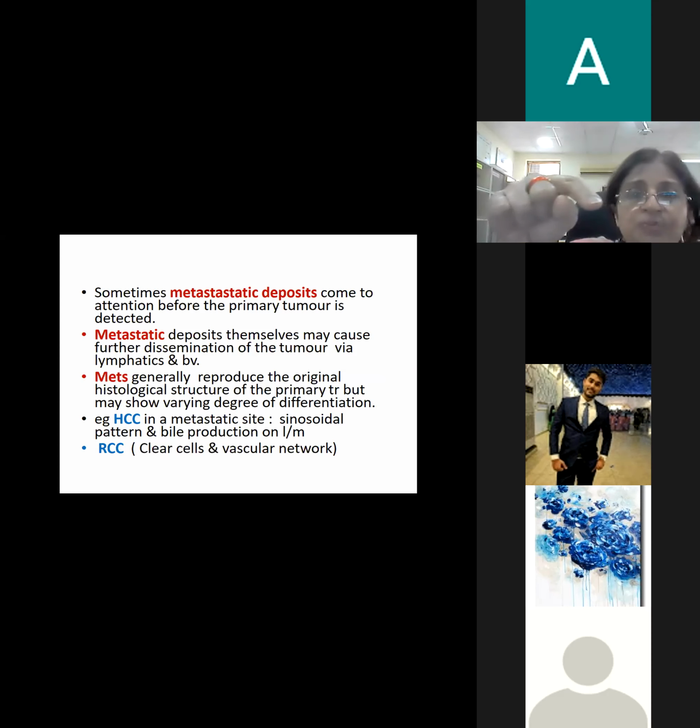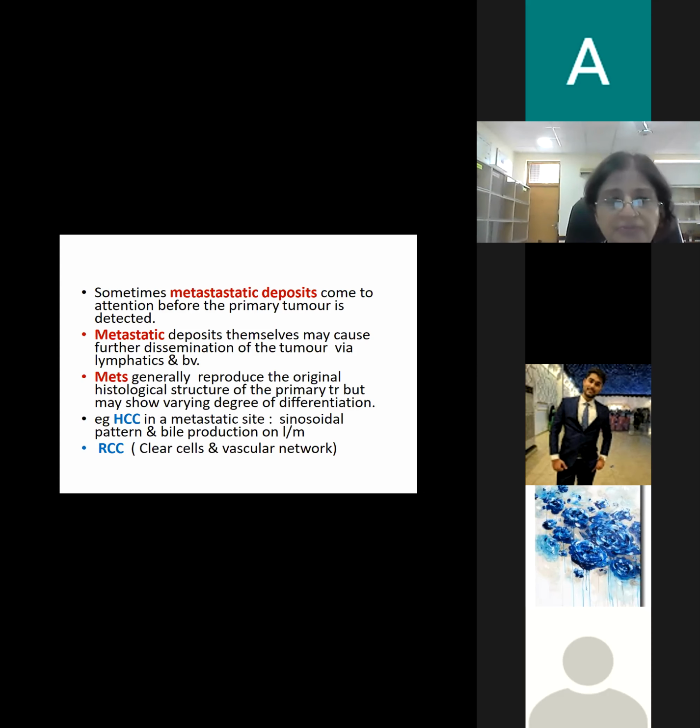And the metastatic deposits sometimes, जैसे primary tumor was trying to spread to the body via different methods of spread, similarly the metastatic deposits in turn also try to cause further dissemination of the tumor via the lymphatics and the blood vessels. That is the primary tumor to kar hi raha hai spread. Now the metastatic deposits are also trying to take the same pathways, mainly the lymphatics and the blood vessels to spread.